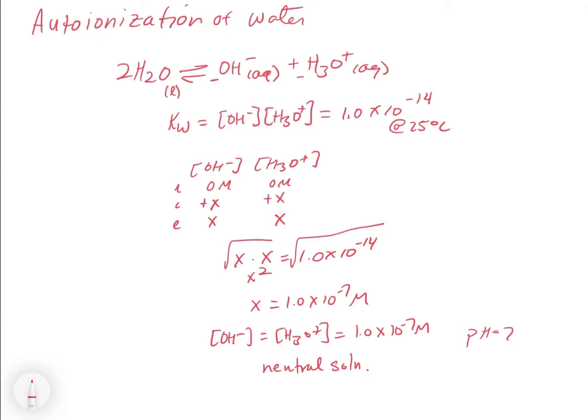And the reason for that is because at a pH of 7, the concentration of hydroxide is equivalent to the concentration of hydronium. So there's no excess acidic or basic components, and therefore they're equivalent, and so therefore we call it neutral. Now let's look at what happens when we perturb that neutrality, that balance.